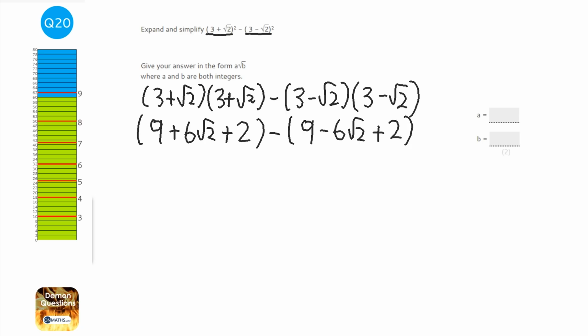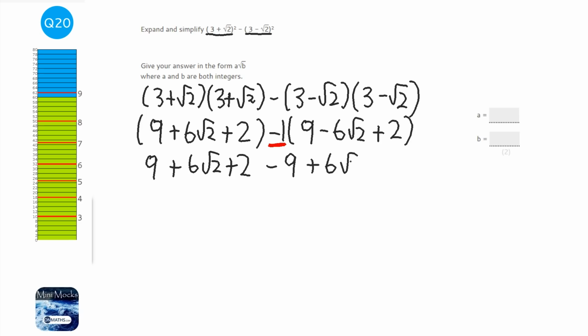Now, the reason I kept them in brackets is because this is really important. There's a -1 there, and it means we've got to multiply everything in the second bracket by -1. So the first bracket's unaffected, so we're just going to get rid of the brackets there. Don't need to worry about that. But the second bracket, I need to times everything by -1. So that first one is -9. The second one is, well, minus times a minus is a positive 6 root 2. And then a minus times a positive is a minus, so -2.